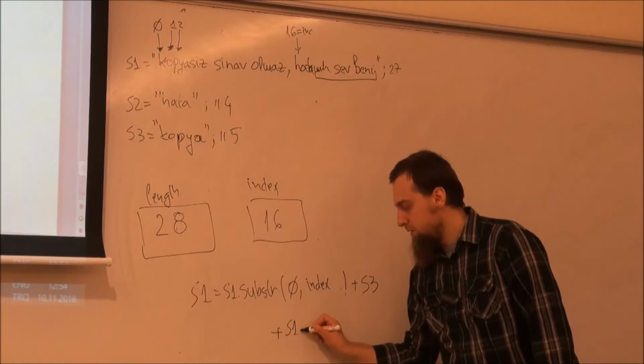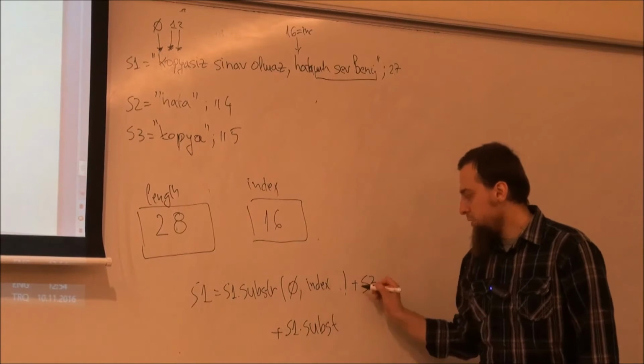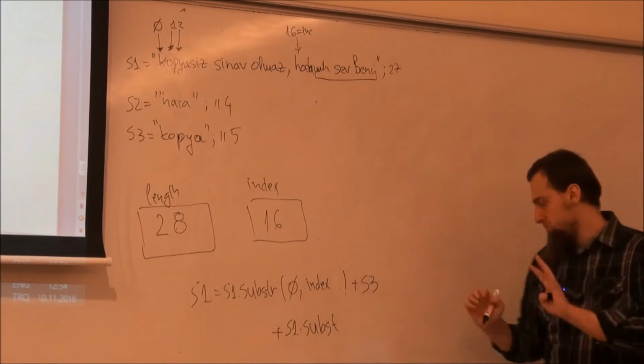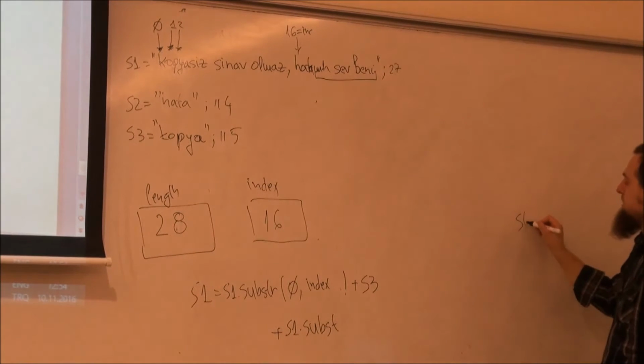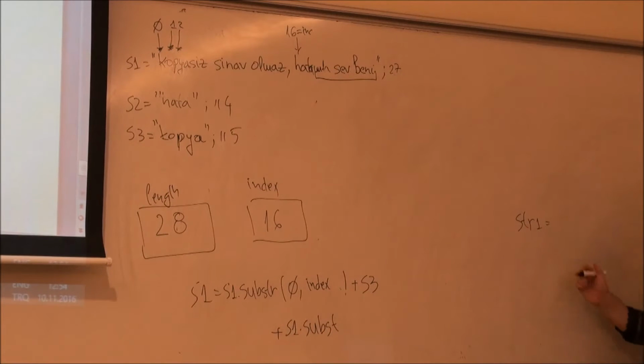This is S1 substring. By the way, this character plus means concatenation. If you don't know it, for the ones that didn't attend last week's lecture or recitations, let's say I have string 1, which is rtrim, and I have a string 2, which is hello.